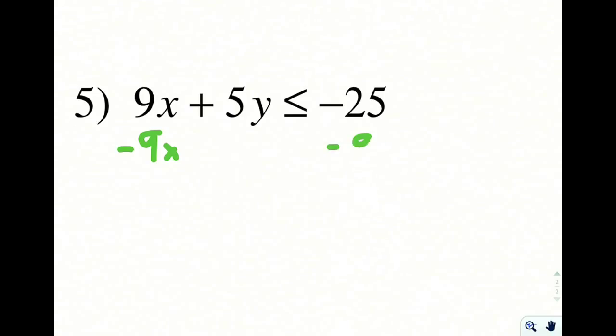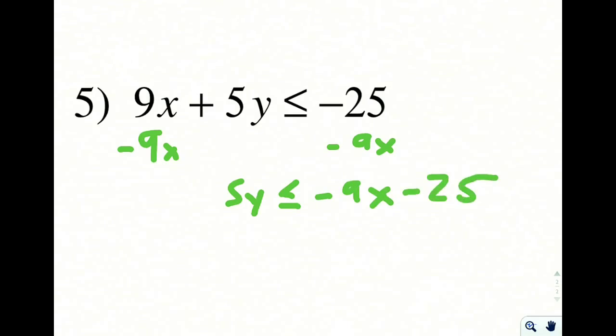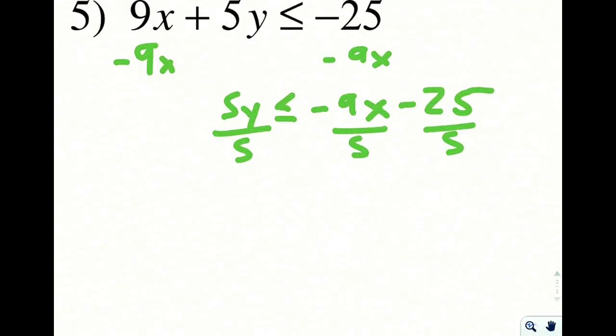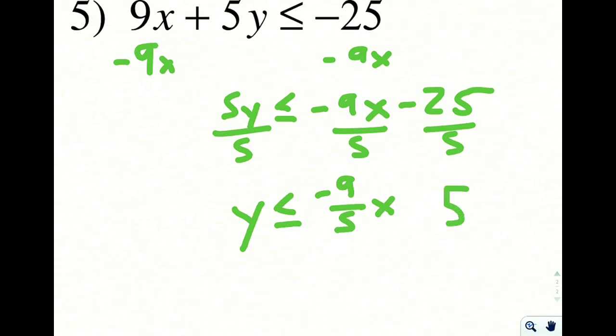So subtract 9x from both sides. And you have 5y is less than or equal to negative 9x minus 25. Finally, divide everything by 5, and then you will have y alone. y is less than or equal to negative 9/5 x, so we have our slope next to x, and then 25 over 5 is 5, and that's going to be negative.